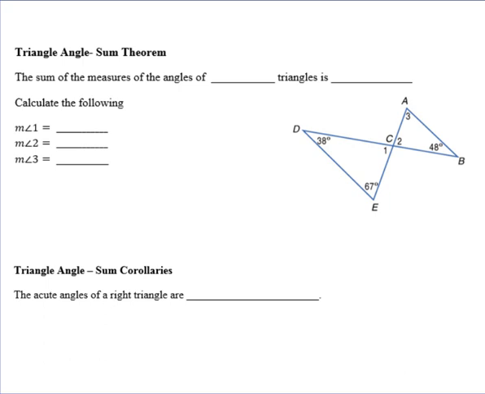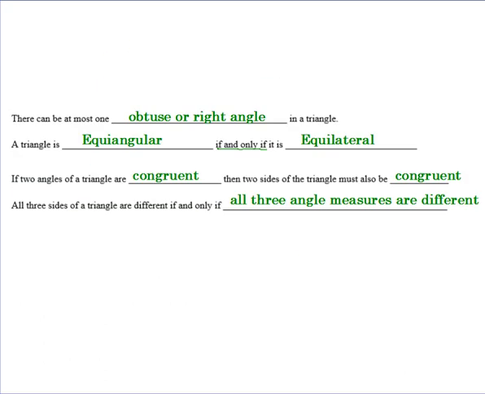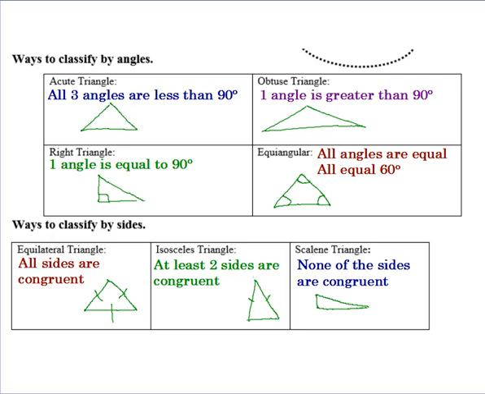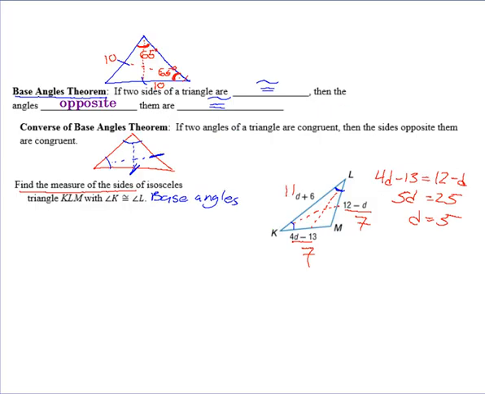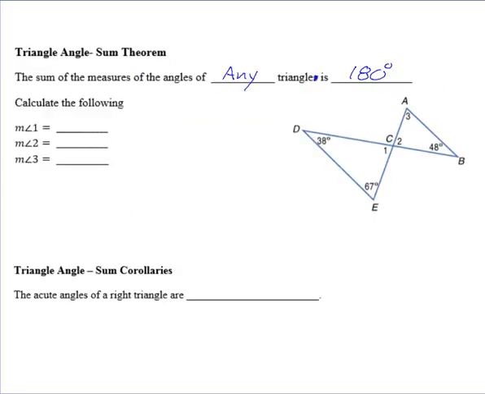Alright, moving along. We now are looking at something called the triangle angle sum theorem. There is a little typo here. It says the sum of the measure of the angles of any, should just be triangle, not plural. So the sum of the measures of the angles of any triangle is always going to be 180 degrees. So anytime I have a triangle, regardless of what type it is, going back to this, doesn't matter if it's acute, obtuse, right, or equiangular, all 3 angles always add up to 180 degrees. That's just a fact of life.